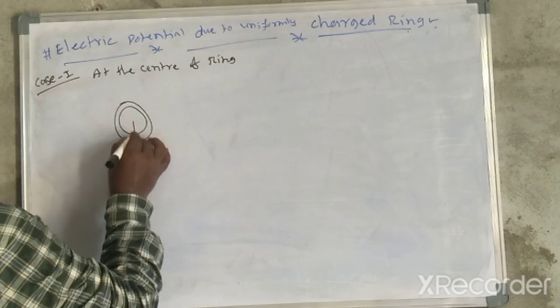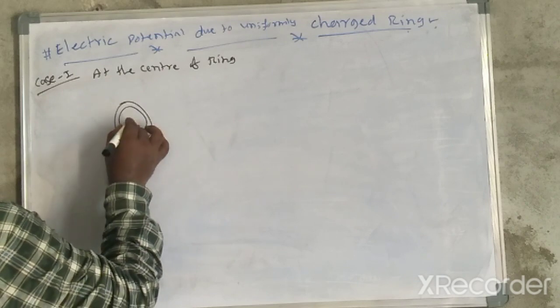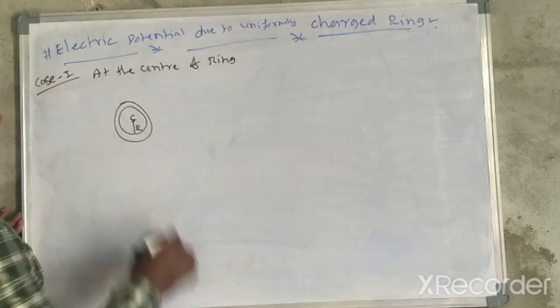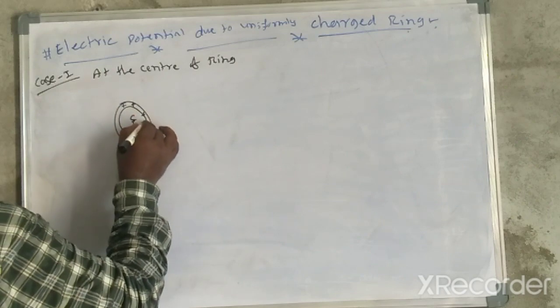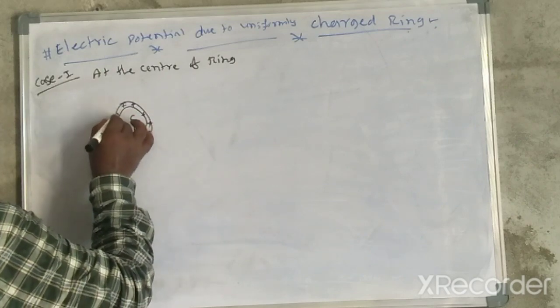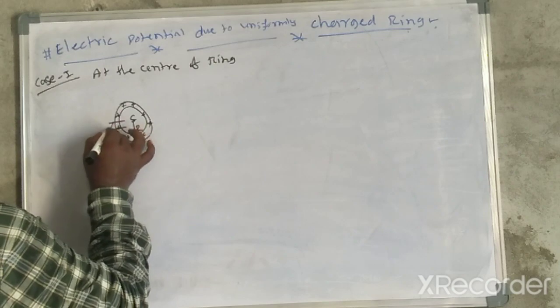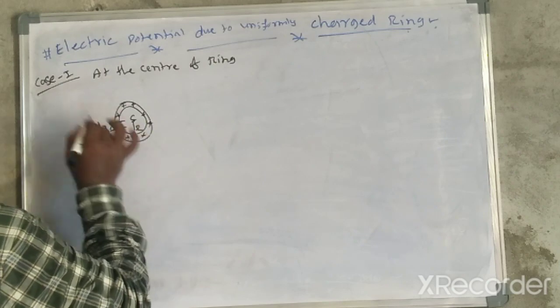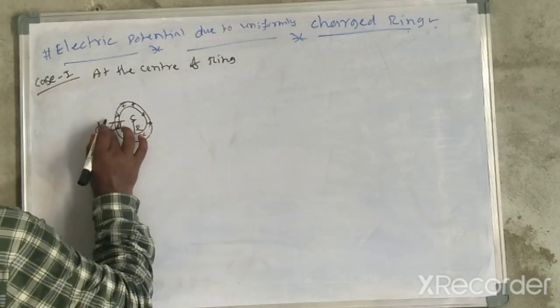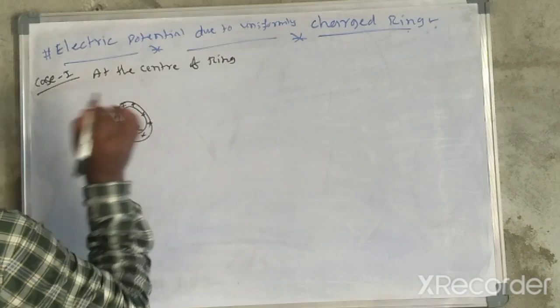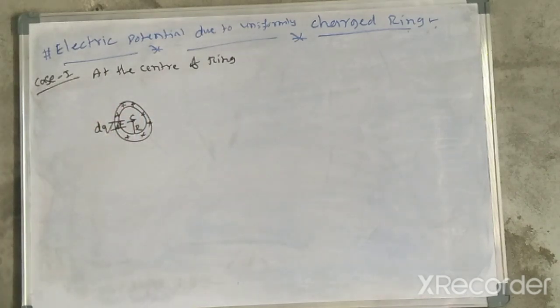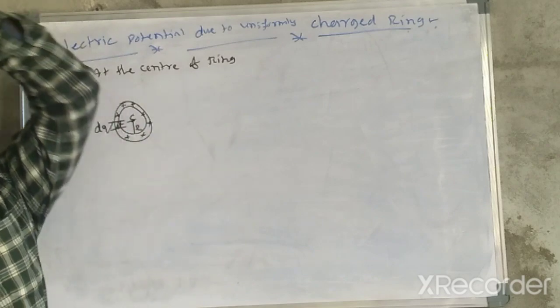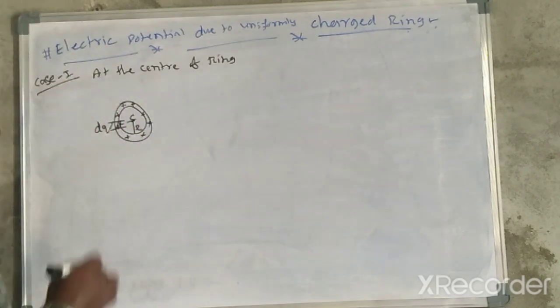This ring has radius capital R. This is the center point C. This is a uniformly charged ring. Let us consider a small element with charge dq. Here at the center, the electric potential at C due to the ring.